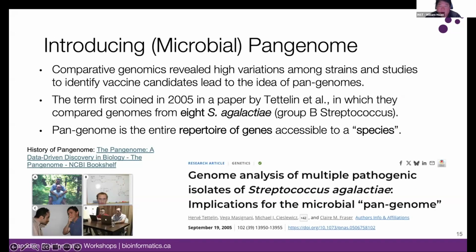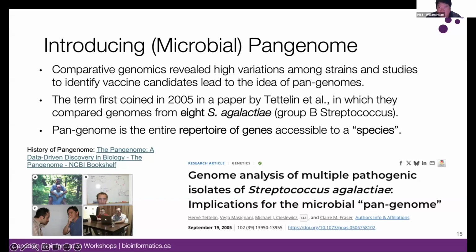so this is when the concept of pangenome comes into play. The pangenome idea was born out of comparative genomics that revealed high variations among strains, and also the researcher there at that time was interested in reverse vaccinology studies. In other words, using genomic data to identify vaccine candidates. So the term was first coined in 2005, at least for microbial pangenome, in a paper by Hervé Tettelin et al. from the Institute for Genomic Research.